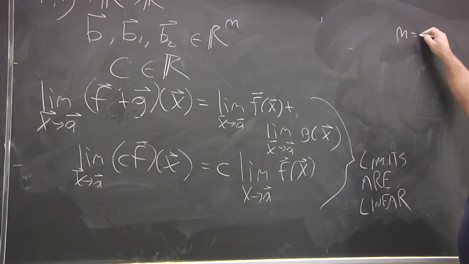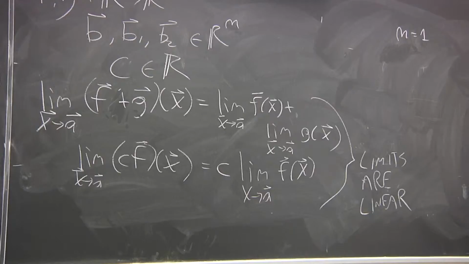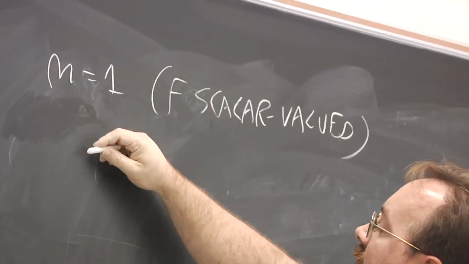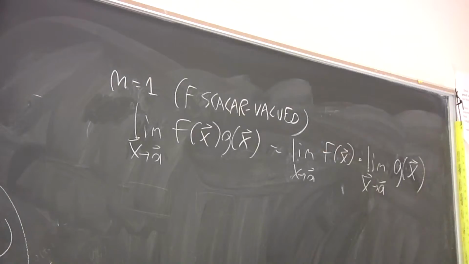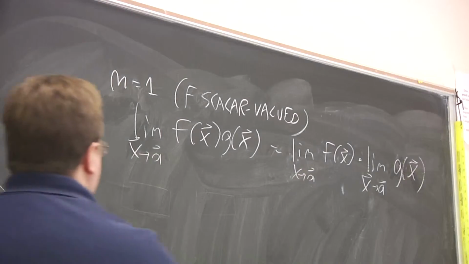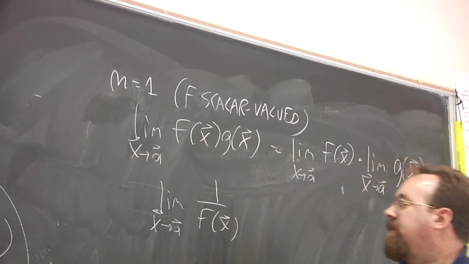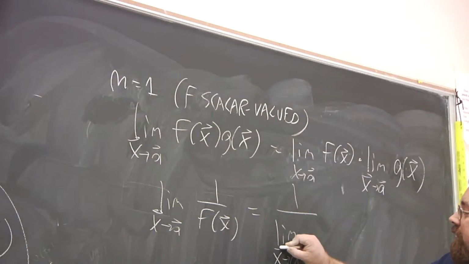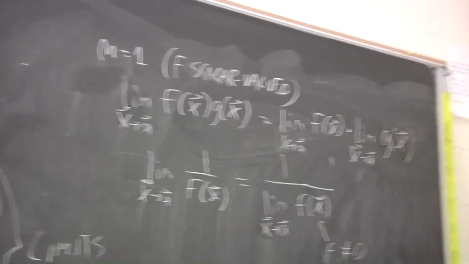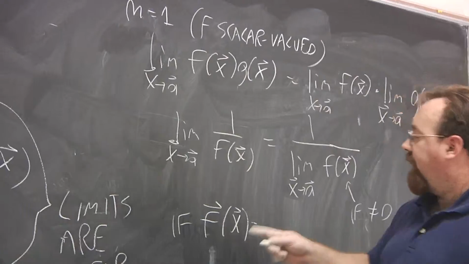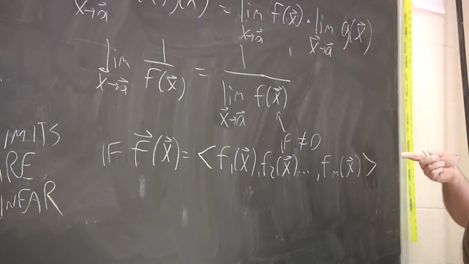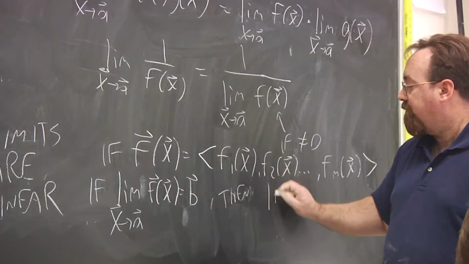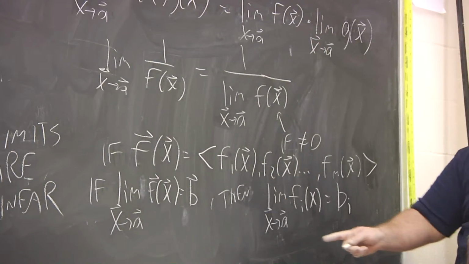Other things that hold: suppose that m is equal to 1, so you only have one output, so f is scalar valued. Then you can say that the limit of a product is equal to the product of the limits. So all those natural combinations of limits, adding, subtracting, multiplying, dividing, we look at 1 over f of x, assuming that this is non-zero, you can take 1 over the limit, as long as there's no division by 0 issue to worry about. If you have vector-valued functions, then a vector-valued function is going to have component functions. So what that means is, if the vector-valued function has a limit, then each component function must approach a corresponding component of this vector. Right?